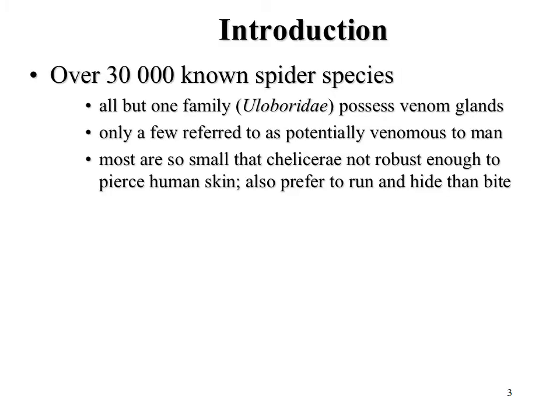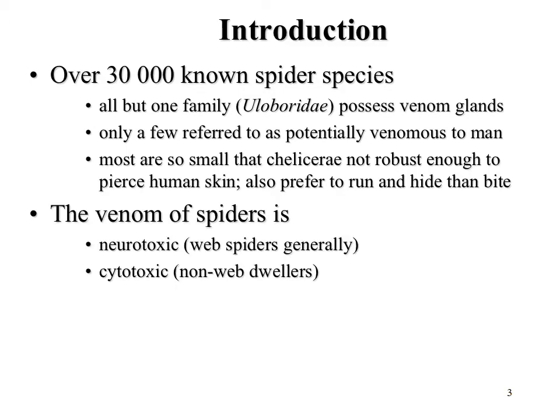As a way of introduction, there are over 30,000 known species of spiders worldwide, and almost all of them, except for one family, possess venom glands. And the venom is largely cytotoxic or neurotoxic. From a Zimbabwean or Southern African perspective, if a spider is venomous and it's a web dweller, ordinarily we would expect the venom to be neurotoxic, but we'll talk about this a bit later. And then the non-web dwellers would have cytotoxic venom.